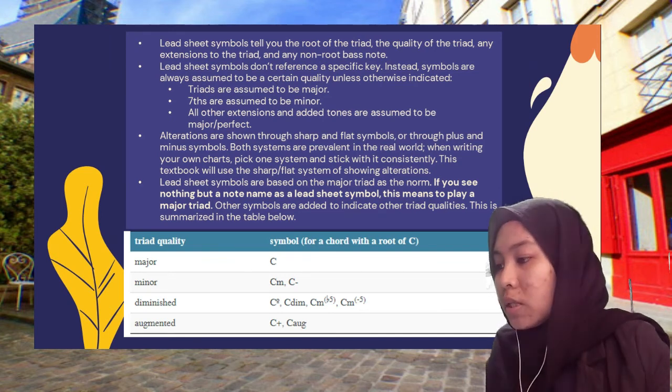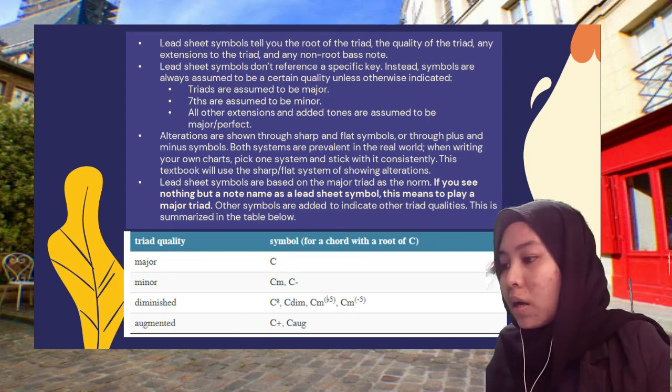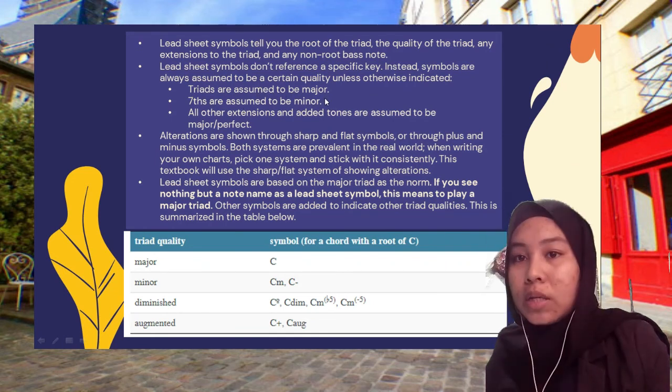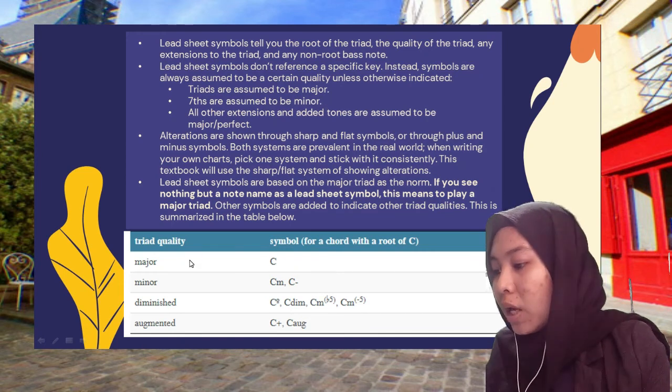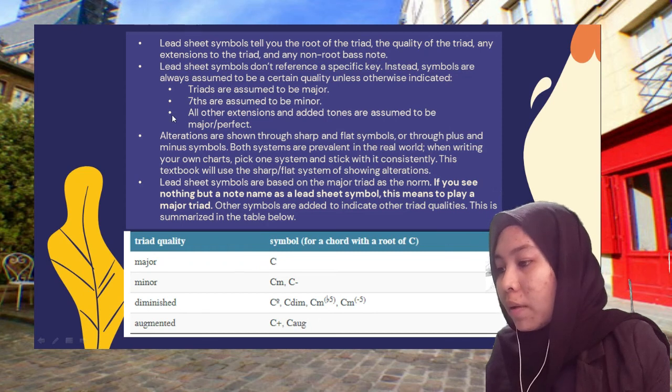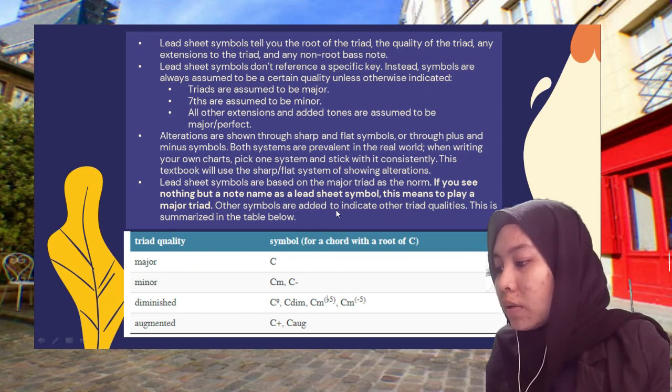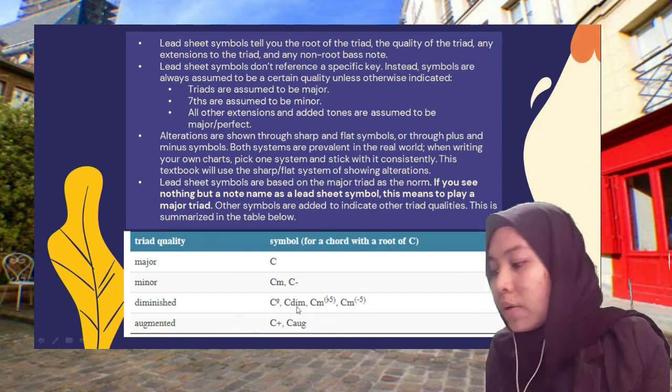So lead sheet symbols don't reference a specific key, but instead symbols are always assumed to be a certain quality unless otherwise indicated. Triads are assumed to be major, which means you don't need to put any symbol at the root base note. Okay, so you can see other symbols are added to indicate other triad qualities. This is summarized in the table below, so you can use this table as your reference.